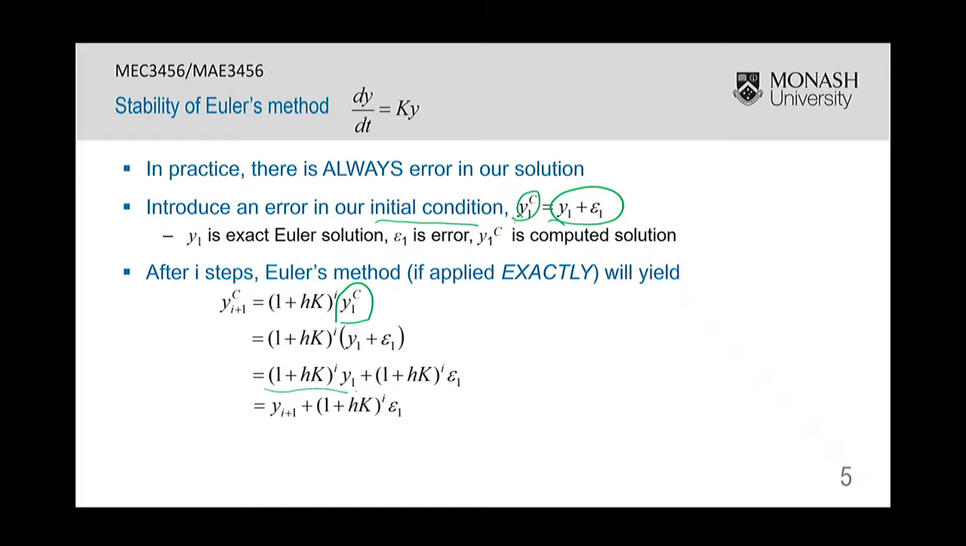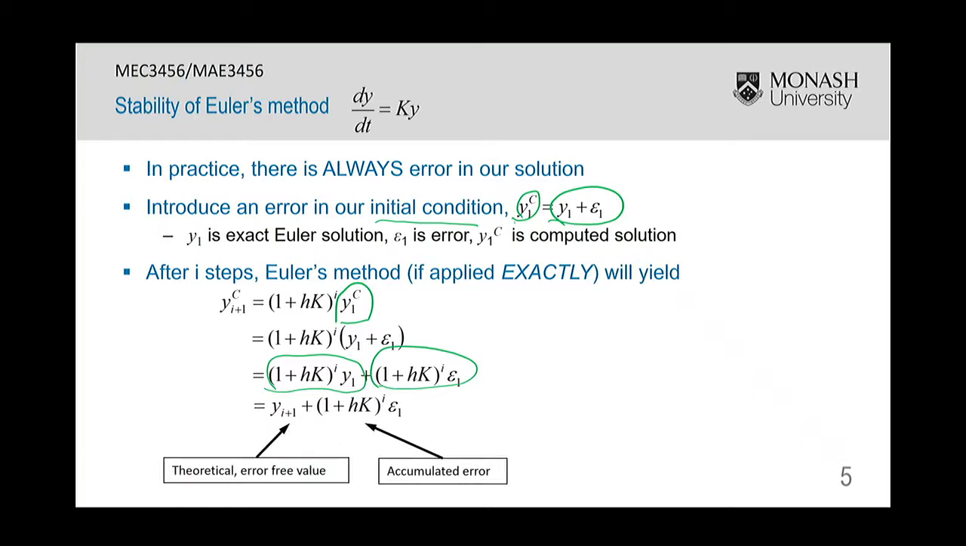This first term is just equal to the correct solution of Euler's equation using our correct initial condition, y1. This second term here is our propagated error term. Okay, so that's the theoretical error-free value, and this is our accumulated error. I'm not taking into consideration any of the additional errors that are introduced whilst we're going through this process. I'm only considering what happens to the error in our initial condition, epsilon 1.